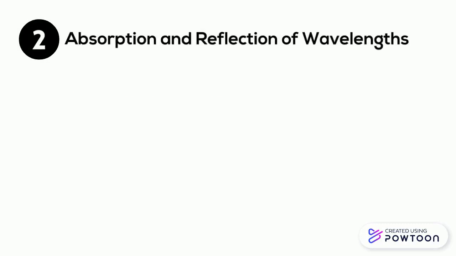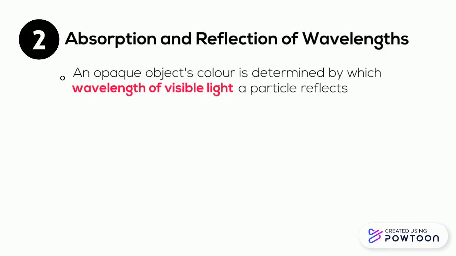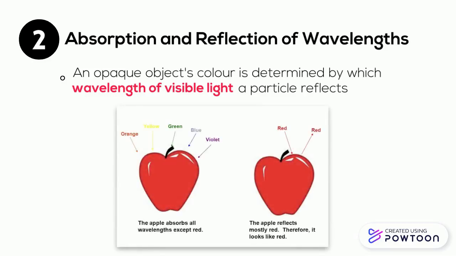Opaque object particles absorb and reflect different wavelengths of light. The wavelength that is reflected determines the color of an object. For example, an apple reflects red wavelengths and absorbs all remaining ones, resulting in the apple being red.